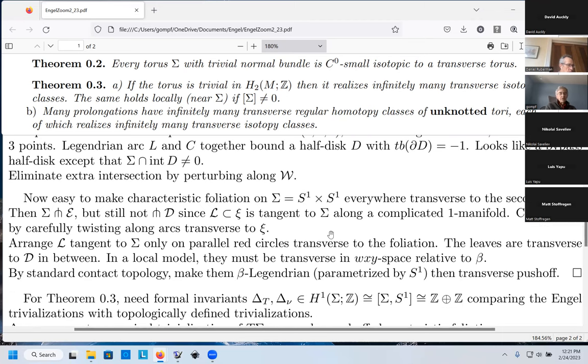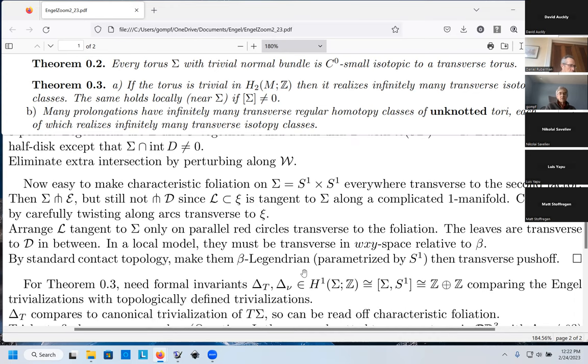Well, what we want to do, remember that I said earlier that whenever we have a transverse surface, the Engel structure trivializes both the tangent bundle and the normal bundle. So if I somehow topologically specify trivializations for those bundles, then I can compare the Engel trivializations to those topological trivializations, and that will give us obstructions. Well, there will essentially be maps of the torus into the circle, which are one-dimensional cohomology classes, which is what I claim we're getting here. So there's one of these for the tangent bundle and one of these for the normal bundle.